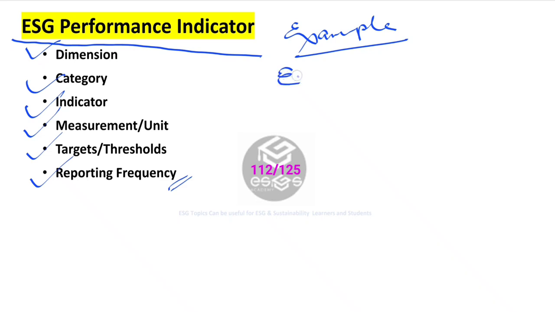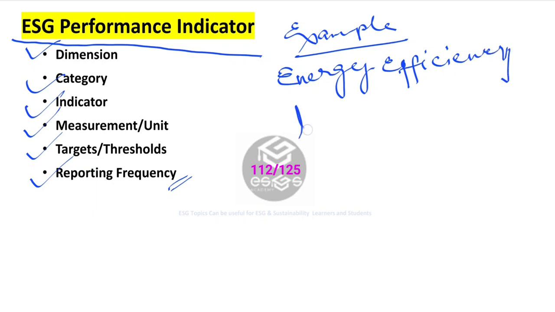Similarly, like what we have discussed in the case of energy efficiency, let us take an example from the social side. Let's say labor practices. Here, what can be the indicator? Let's say, for an example, employee turnover rate. So what will be the measuring unit? Like percentage turnover per year. Then targets will be like maintaining turnover below 10%, let's say, and reporting frequency is, let's say, annually.